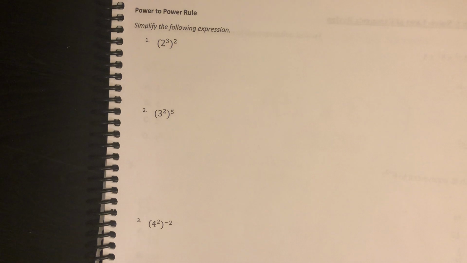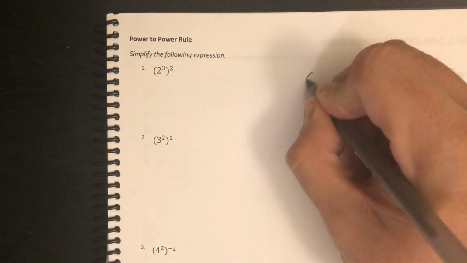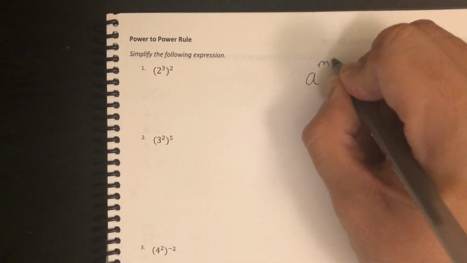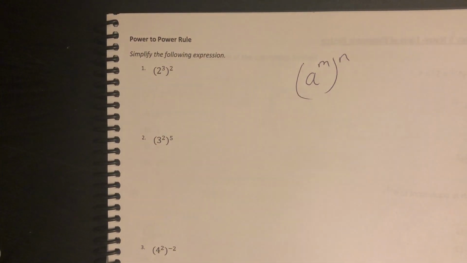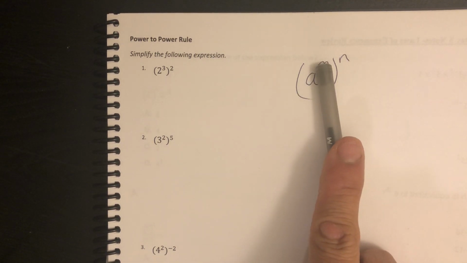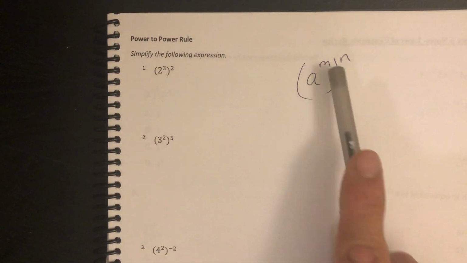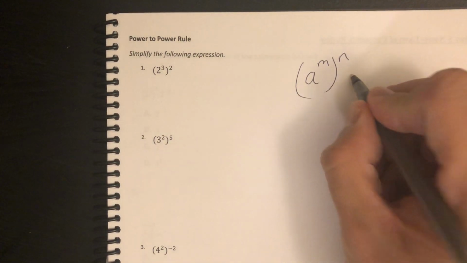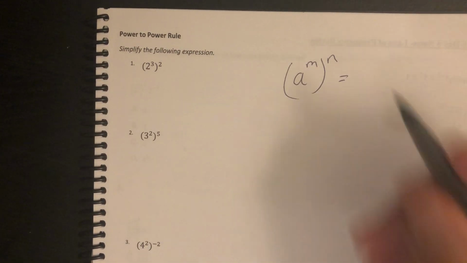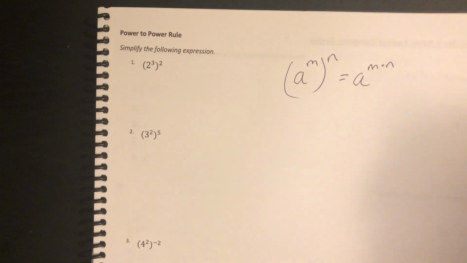So here we go. Power to a power rule, also known as the power rule for exponents. Basically, the rule says this: a to the power of m, raised to the power of n. So we're basically saying, a base has an exponent to another exponent. That's what we mean by power to a power rule. You're raising an exponent to another exponent. If you ever happen to see that, the rule basically says that you can multiply those two exponents together.